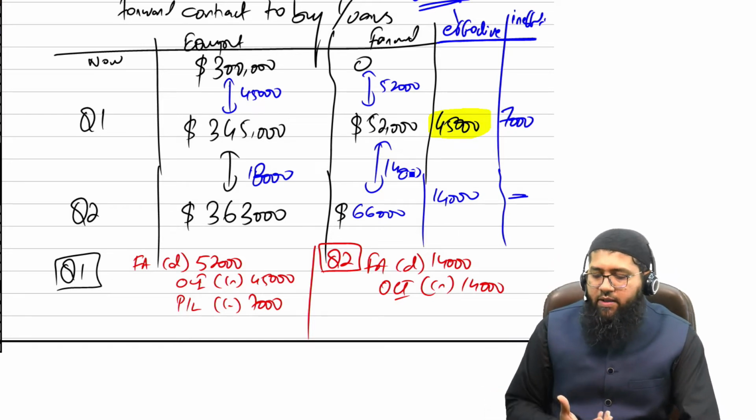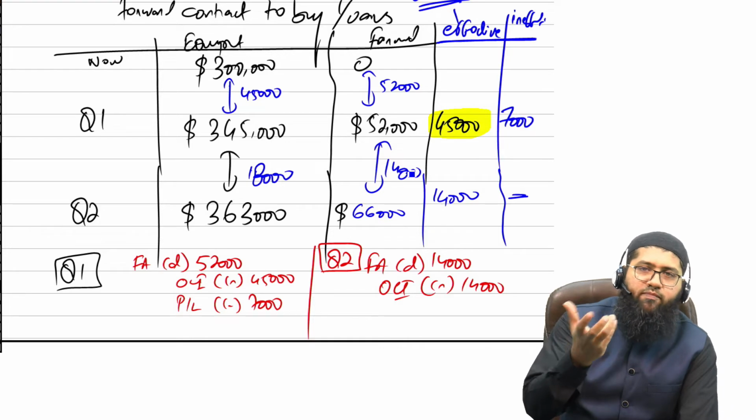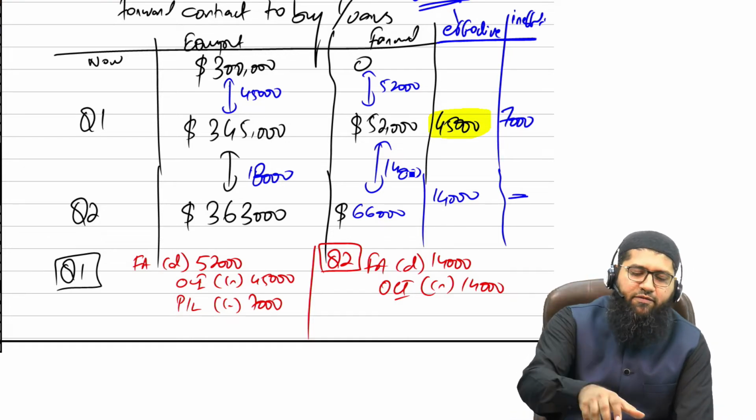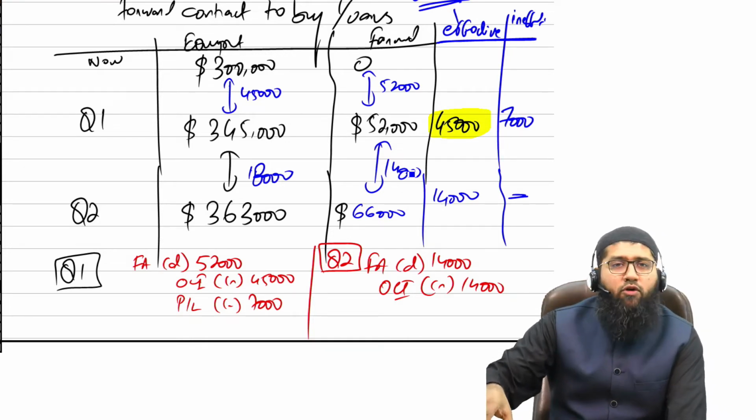Yeah, that is because if the instrument has more movement, that remaining portion is ineffective because that was not needed.